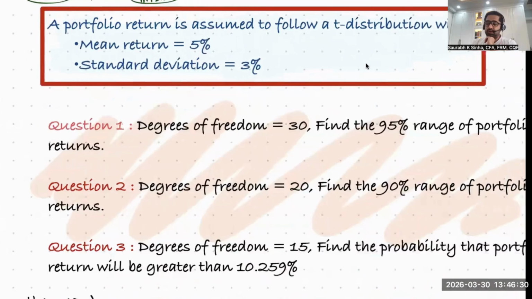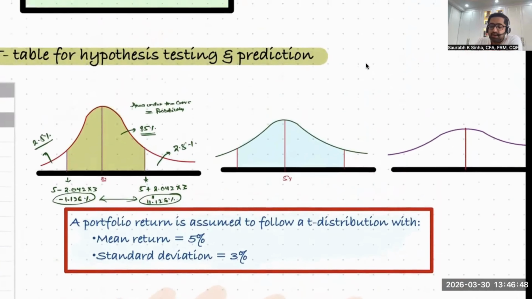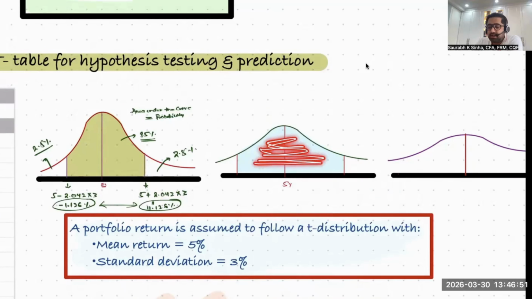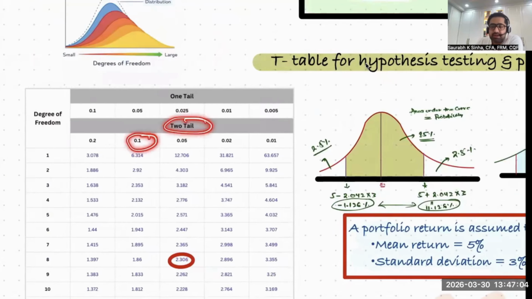Question number two. Now, question number two is saying, hey, the degree of freedom has changed. Now, the degree of freedom is 20. Find the 90% range of the portfolio returns symmetrically from the mean. So basically, now the probability has changed in the tail. If you have to cover 90% probability in the body, then how much area would be in both tails combined? It would be 10%, and each tail it would be 5%. So let's look for two tail and 10% or 5% for one tail.